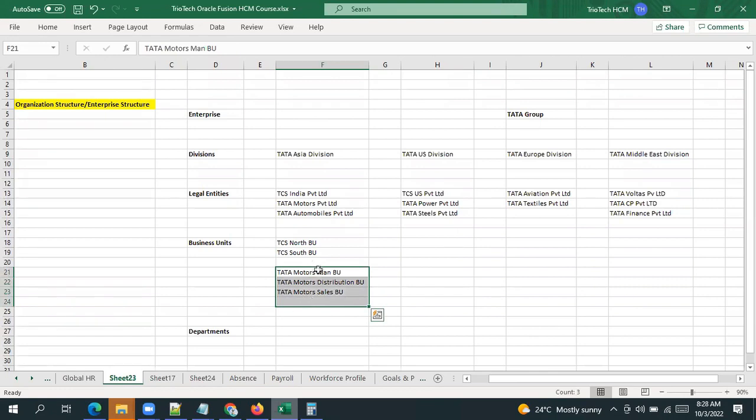So all the people of manufacturing will be working under manufacturing BU. All the people related to the distribution area, they will work under distribution business unit. People who are part of sales related work, they are part of sales BU.